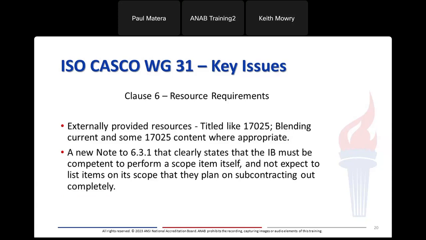All right, externally provided resources are another key issue that we've been talking about. Again, here we tried to align it a little bit more like 17025, blending some of the current 2.0 language with some of the 2.5 content where appropriate. So you'll see that throughout the new standard once it's published, so you'll see some of those alignments. There's a new note in 6.3.1.